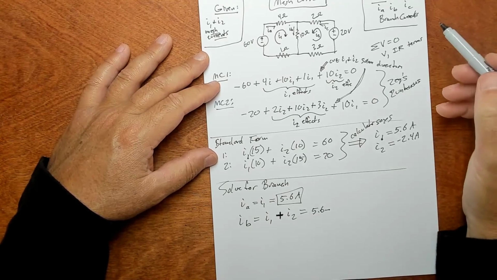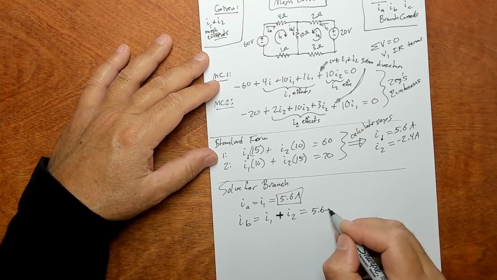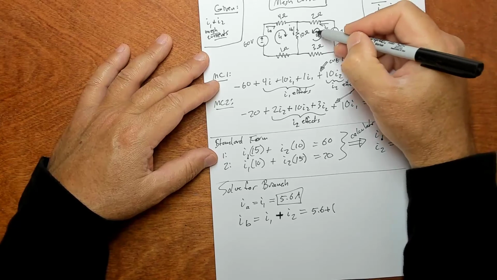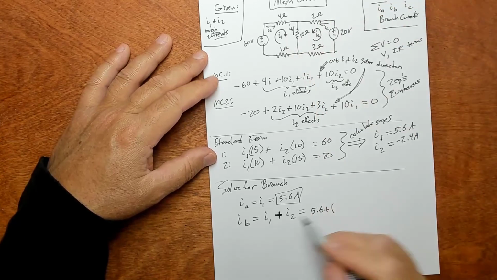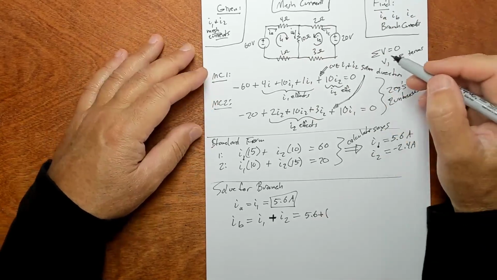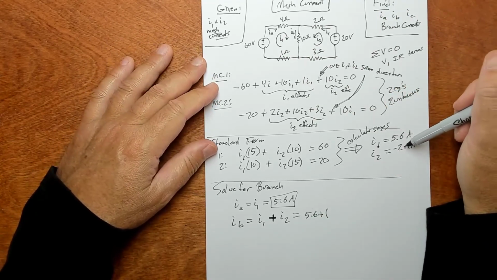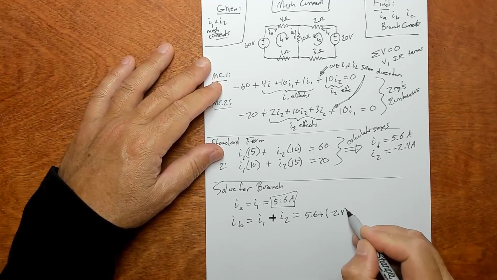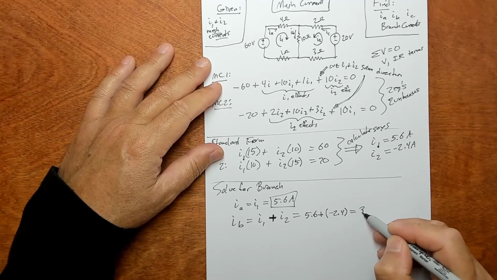Sorry. These are positive. So it's positive, because you have to go by the arrows when you write these. You go by the arrows when you write equations. You go by the arrows and then the plus minus signs when you write them. But then when you put in the values, you go with the sign that's on the value. So this is minus 2.4. So this ends up being 3.2 amps.